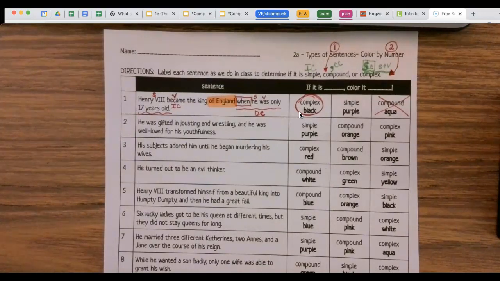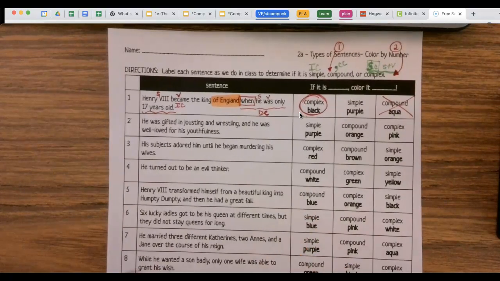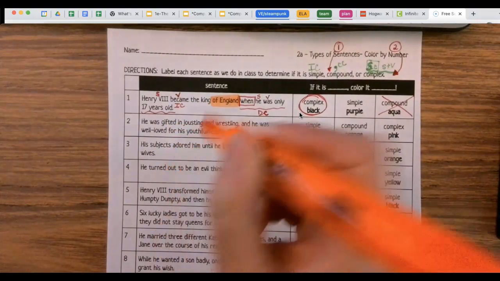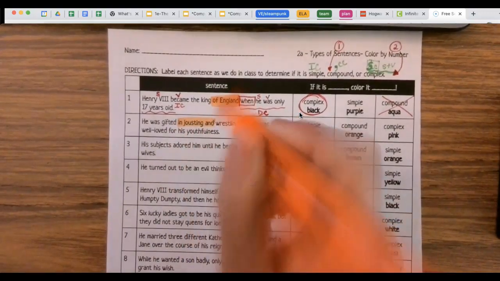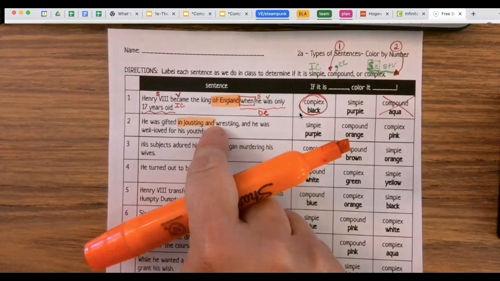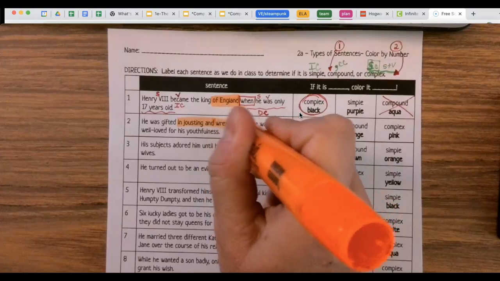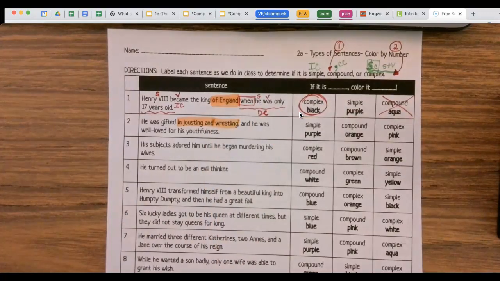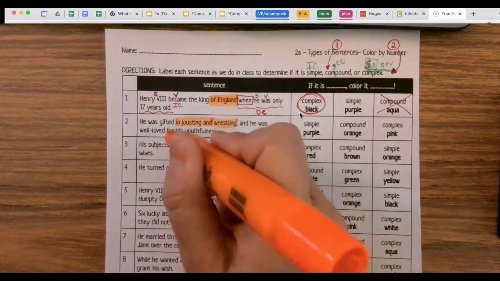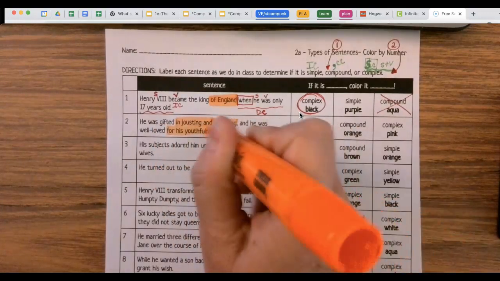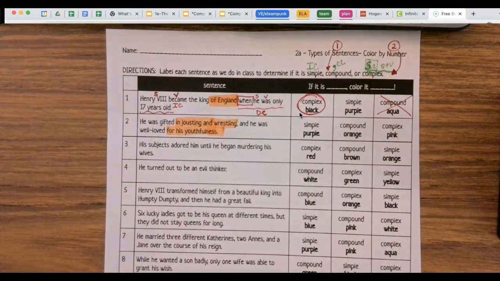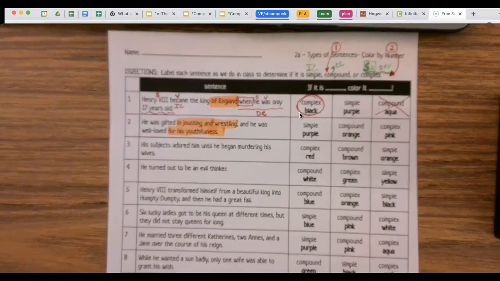Number 2, he was gifted in jousting and wrestling, and he was well loved for his youthfulness. We start with our process. We look for phrases. I see in jousting, and because I see a conjunction after it, is it in something else? He was gifted in jousting and wrestling, so that's part of that phrase. And I see for is a preposition for his youthfulness. So if I get rid of that, I'm left with he was gifted and he was well loved.